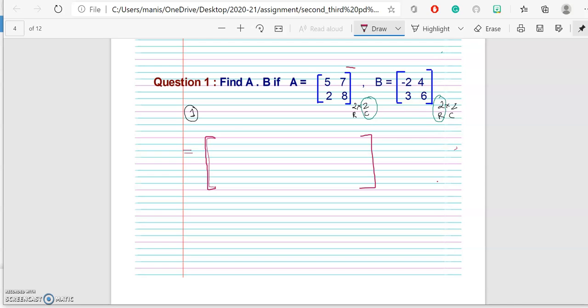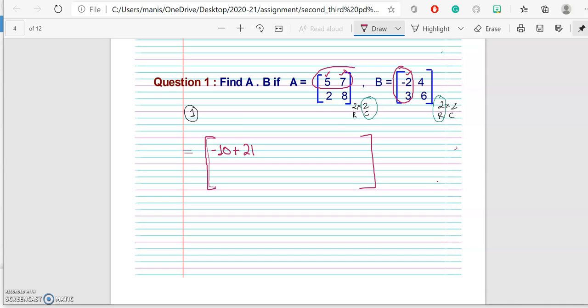First step is you will take this first row and multiply with this first column. Whatever answer you get, then you multiply the second one. Now this is my first number 5. I will multiply with this negative 2. 5 times negative 2 will give me negative 10, and you put a plus sign on your own. Then you take your second number 7 and multiply with 3. 7 times 3 is 21.